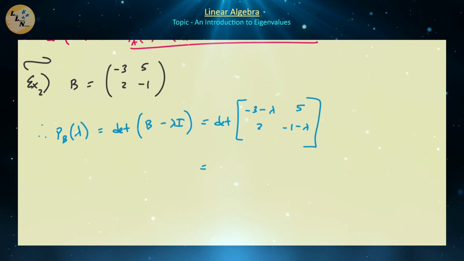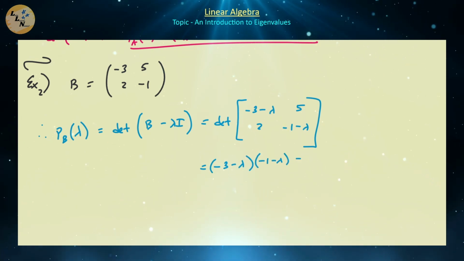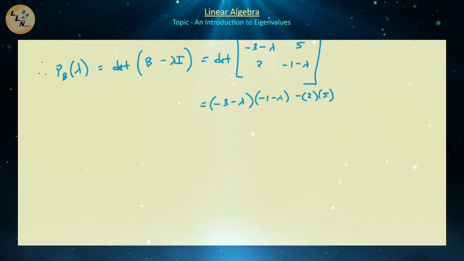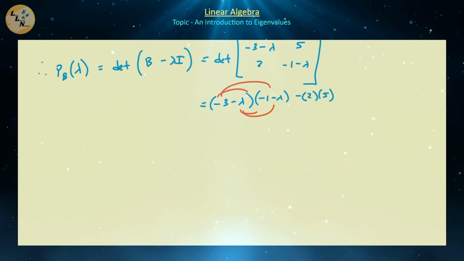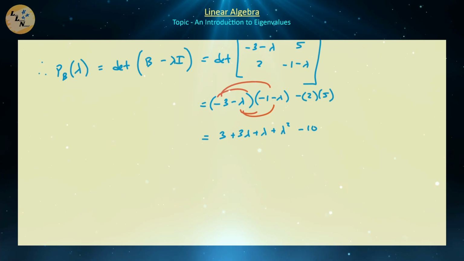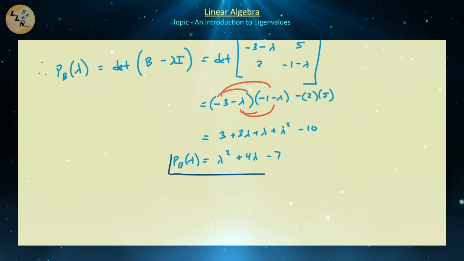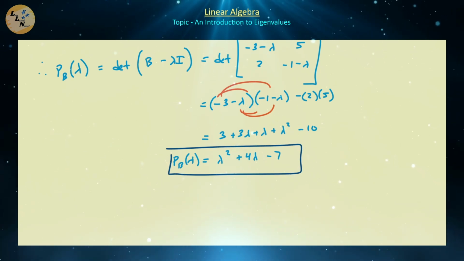By properties of determinants, that's going to be equal to minus 3 minus lambda times minus 1 minus lambda, minus 2 times 5. Let's expand this polynomial out a bit by doing some distribution. That's going to be equal to 3 plus 3 lambda plus 1 lambda plus lambda squared minus 10, and that's going to be equal to lambda squared plus 4 lambda minus 7. That means this is the expanded characteristic polynomial of that matrix B that I mentioned before.